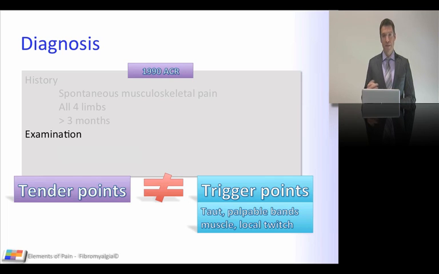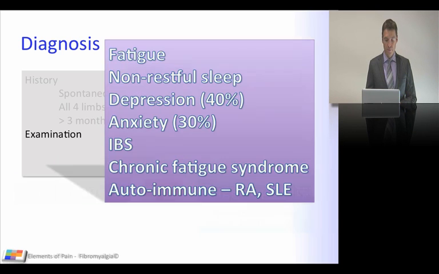Now trigger points may be in some of your patients and may be coexisting in some of your patients. And what trigger points are is they're taut, palpable bands of muscles that twitch when you snap and palpate them. And once you've diagnosed a couple of trigger points, it'll be easy to do so again. Fibromyalgia patients don't have trigger points. However, trigger points could coexist in these patients.